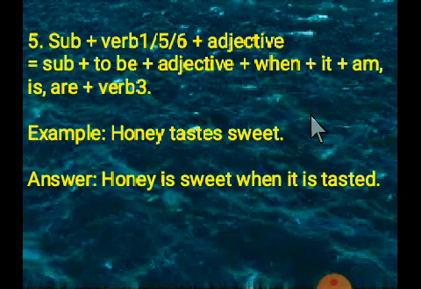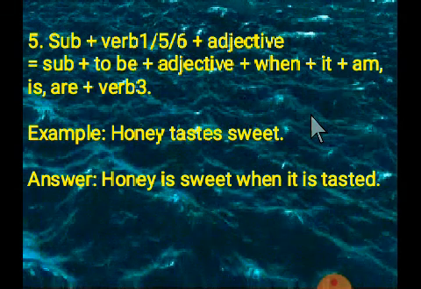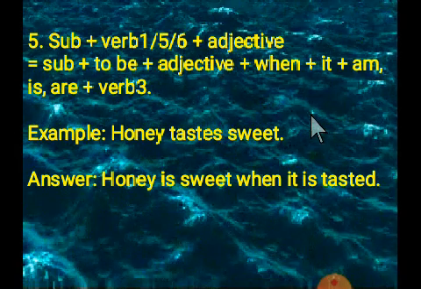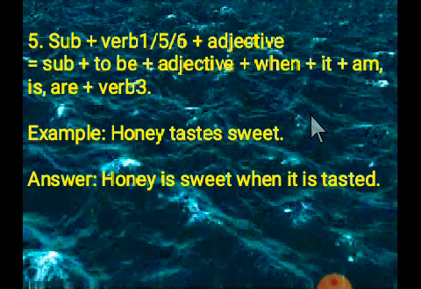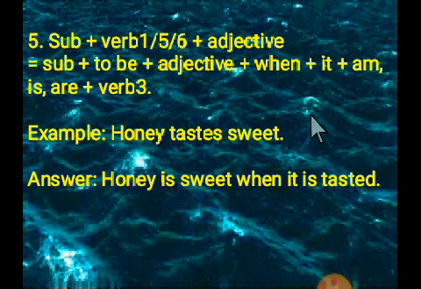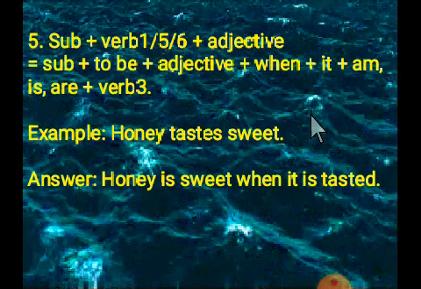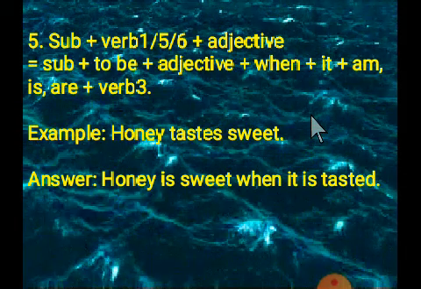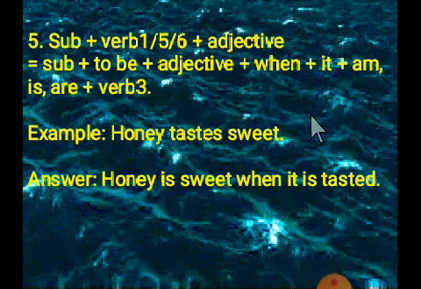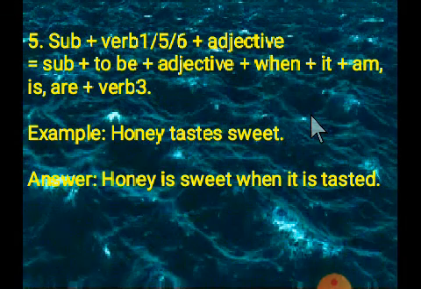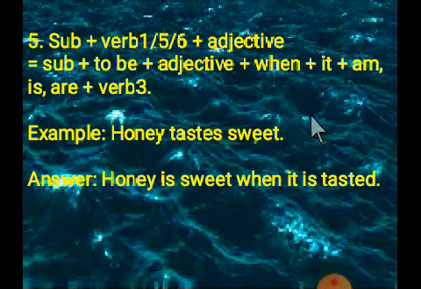Rule 5. Subject plus verb 1 or 5 or 6 plus adjective equal to subject plus to be plus adjective plus when plus it plus am, is, are plus verb 3. Example: honey tastes sweet. Answer: honey is sweet when it is tasted.